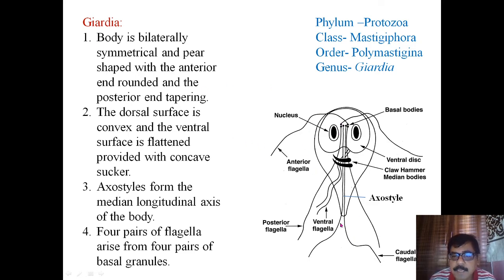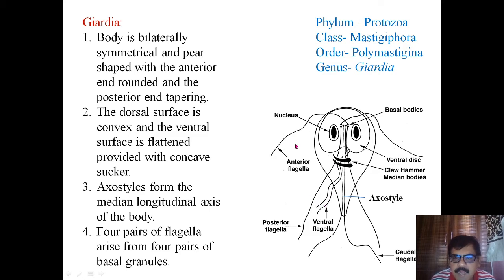The body is a pear-shaped structure, and it is bilaterally symmetrical with the anterior end rounded and the posterior end tapering. The dorsal surface is convex and the ventral surface is flat, provided with a concave sucker. Then this is the axostyle, placed in the central or median longitudinal axis of the body, and there are four pairs of flagella. This one, two, three, and four.